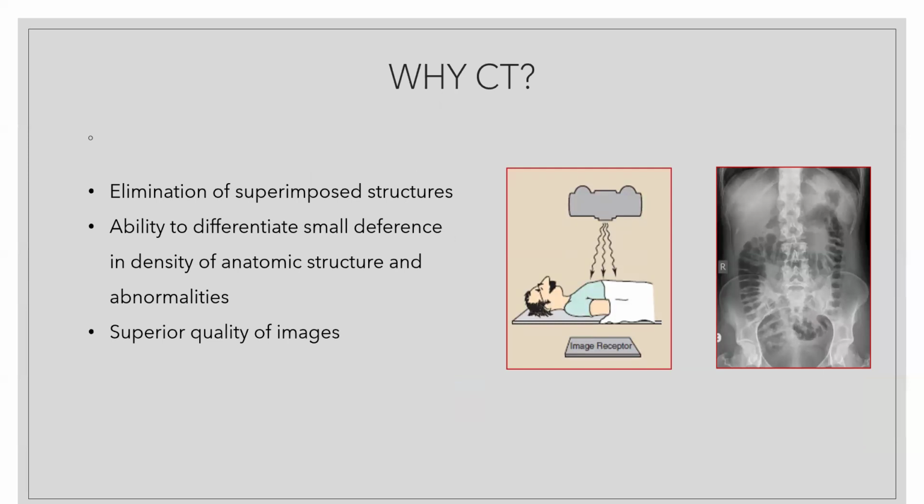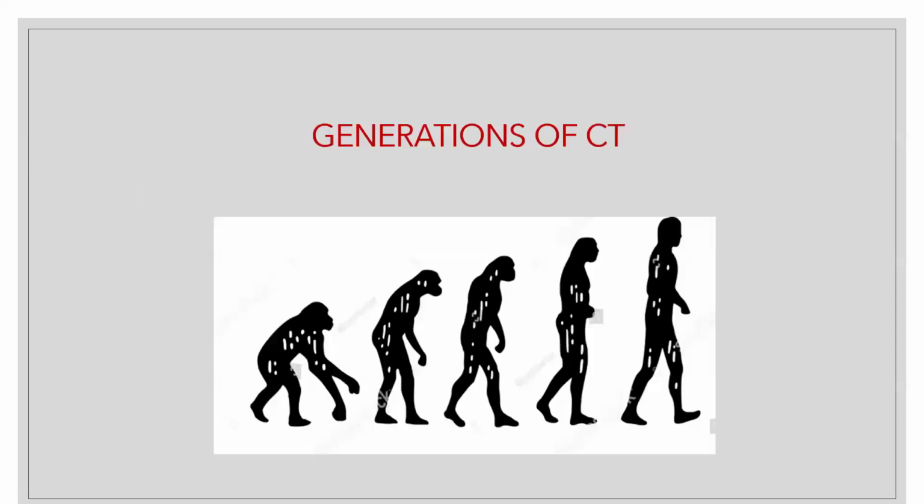And why do we need to go for CT when X-ray is available? X-rays give a superimposed image. Coming to CT, it is a slice by slice image. So the first advantage is the elimination of superimposed structures. And in CT, it is very easy to differentiate even a small difference in the density of anatomic structures and abnormalities. And the images of a CT are of superior quality.